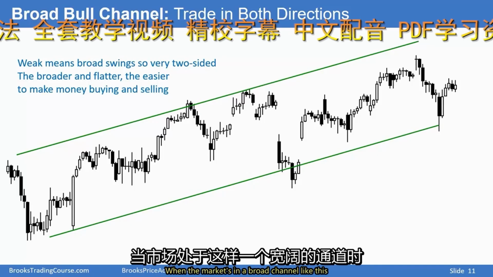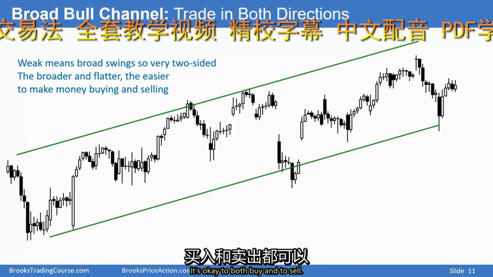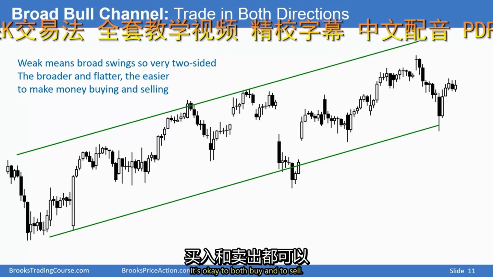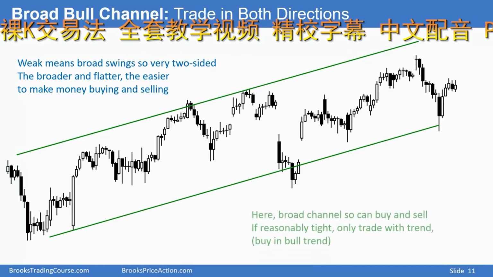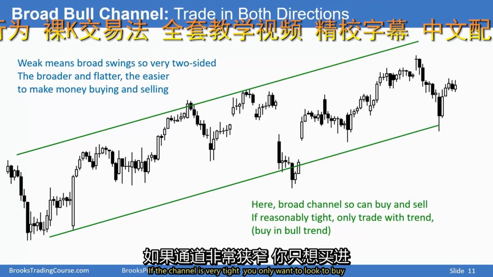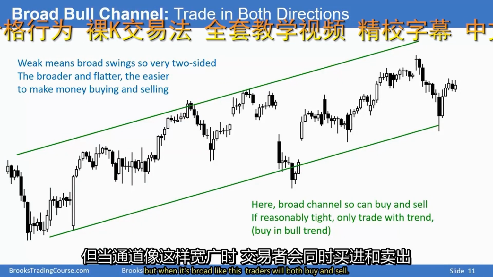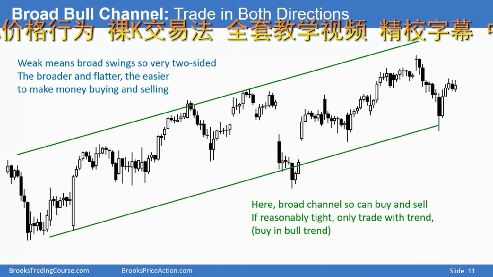When the market's in a broad channel like this, bulls and bears will place trades. It's okay to both buy and to sell. If the channel is very tight, you only want to look to buy. But when it's broad like this, traders will both buy and sell.